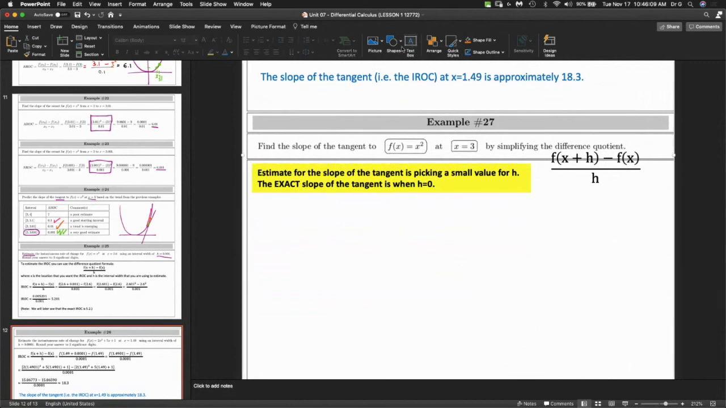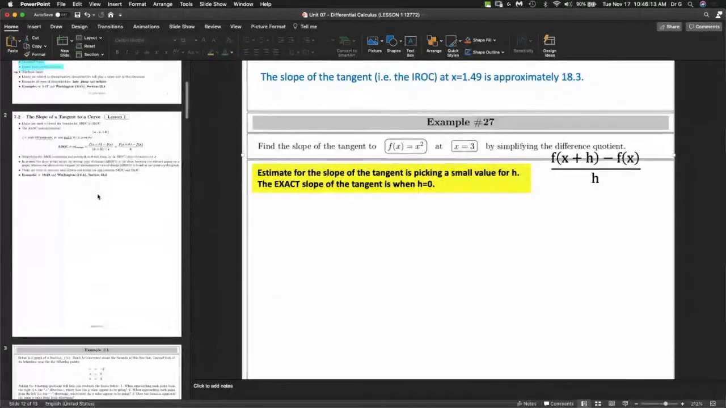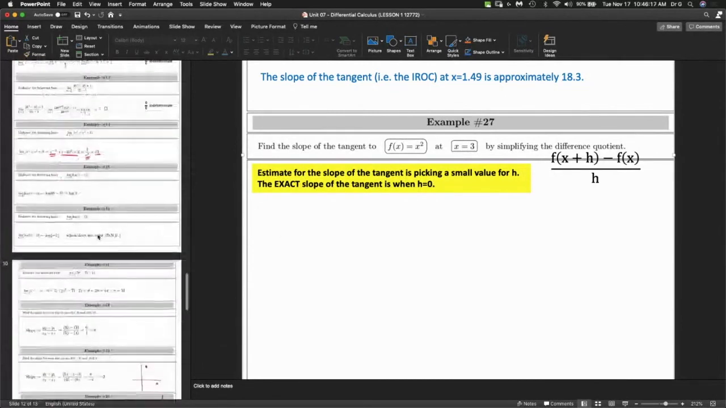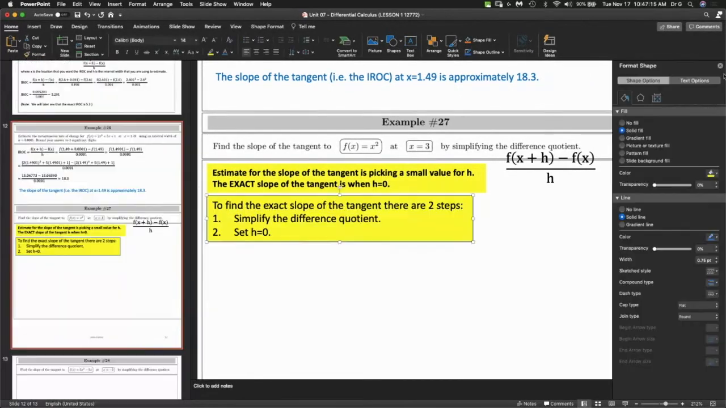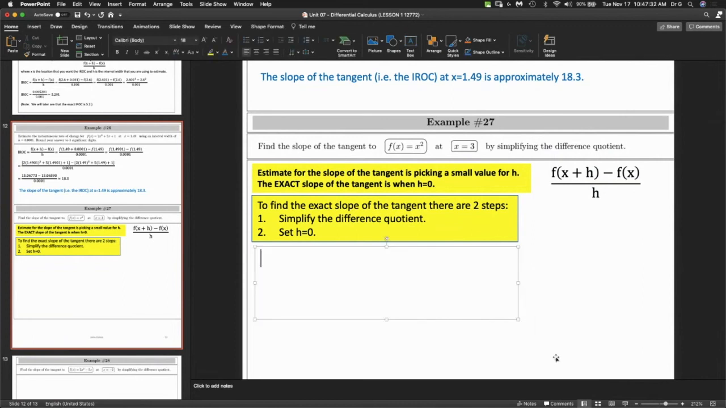So there is a procedure for that, and I'll walk you through it. So that's the procedure, everybody. If you want to find the exact slope of the tangent, simplify this thing here, and then let h equal 0. So let's apply it to this question.